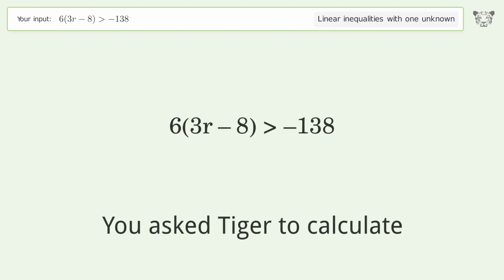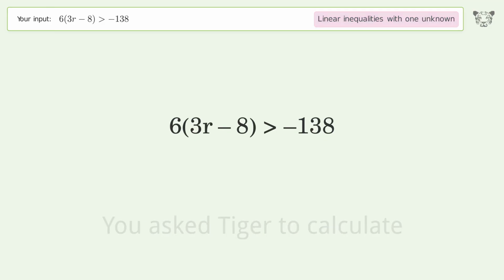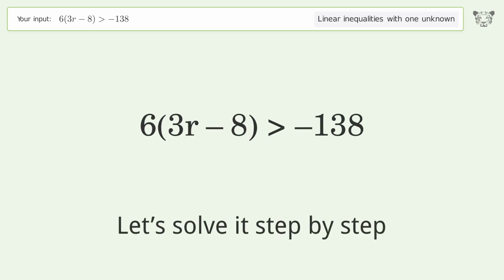You ask Tiger to calculate. This deals with linear inequalities with one unknown. The final result is r greater than -5. Let's solve it step by step.